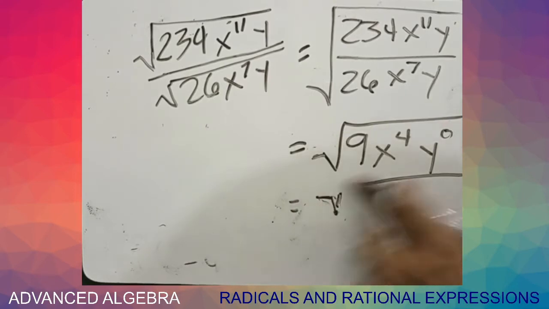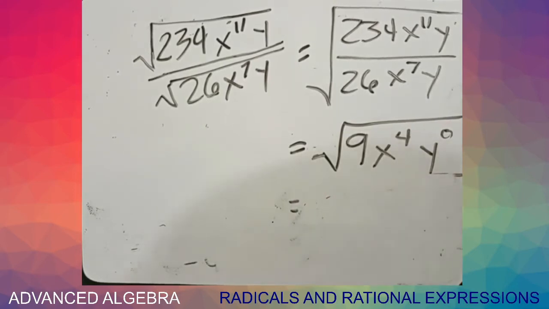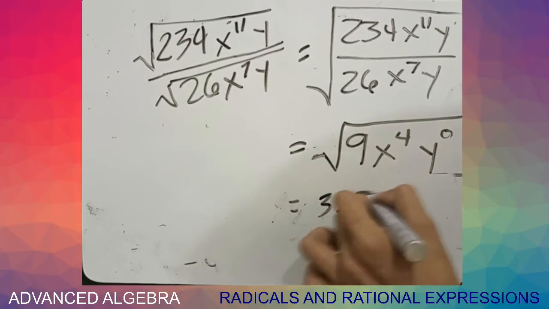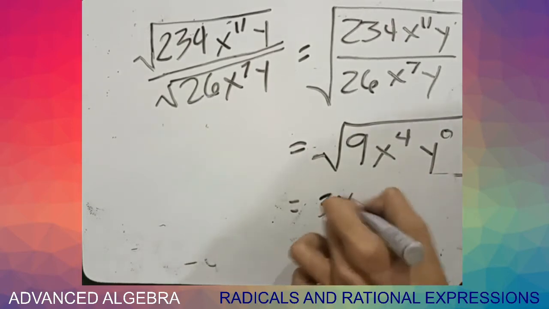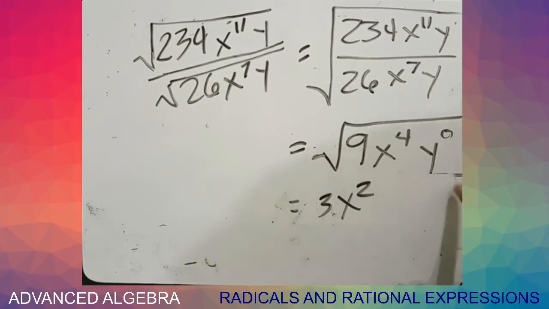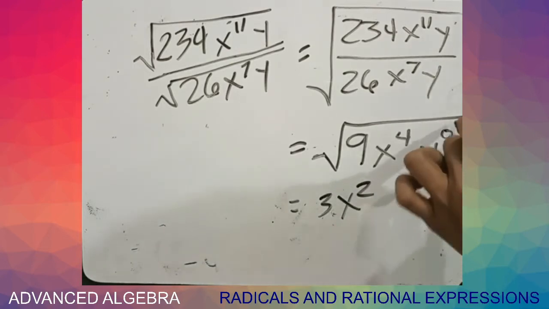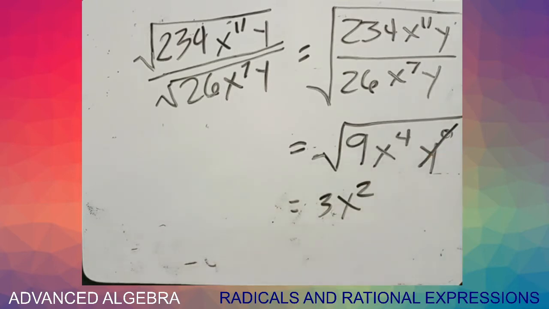So, ang square root ng 9 is 3. Wait lang, mali pala. So, ang square root ng x to the fourth power ay x squared. Next, y to the 0 power, ang sagot ay 1. What is the square root of 1? 1. So, 1 times 3x squared is 3x squared. So, kaya hindi ko na siya sinama. Pwede natin siyang i-cancel out. Okay? So, natira ay 9x to the fourth power. Ang square root niya ay 3x squared. So, yan.